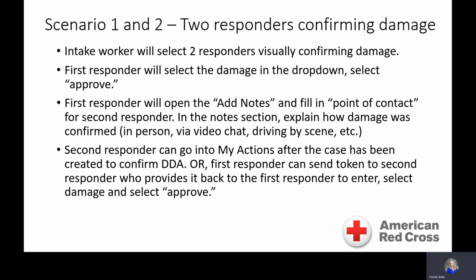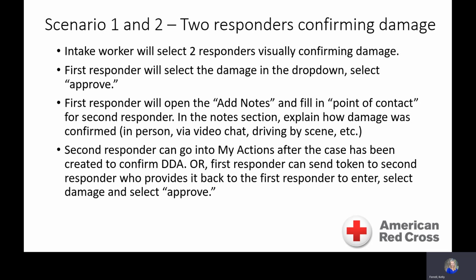In that scenario, the intake worker completing the intake form would select 2 responders visually confirming damage. The first responder will select the damage in the dropdown and select Approve. The first responder will also open the Add Notes field, and they will complete the point of contact information for the second responder. In the Notes section, they would explain how the damage was confirmed, either in person, via video chat, driving by the scene, etc.